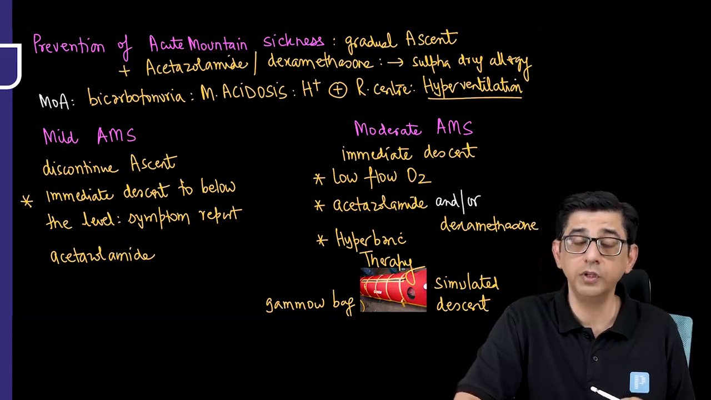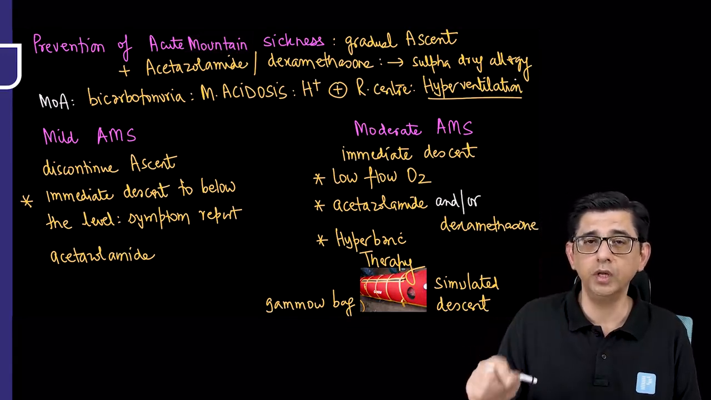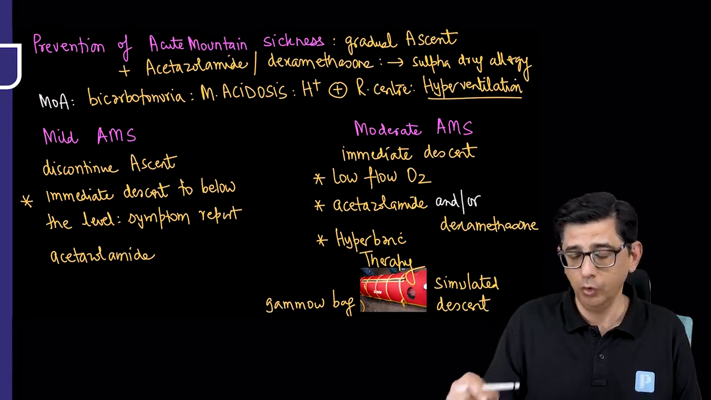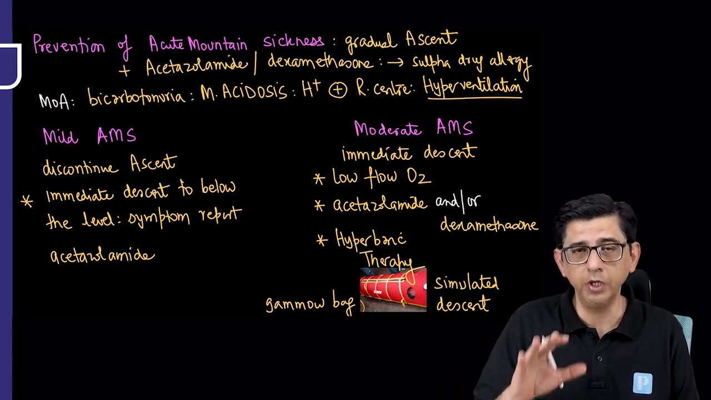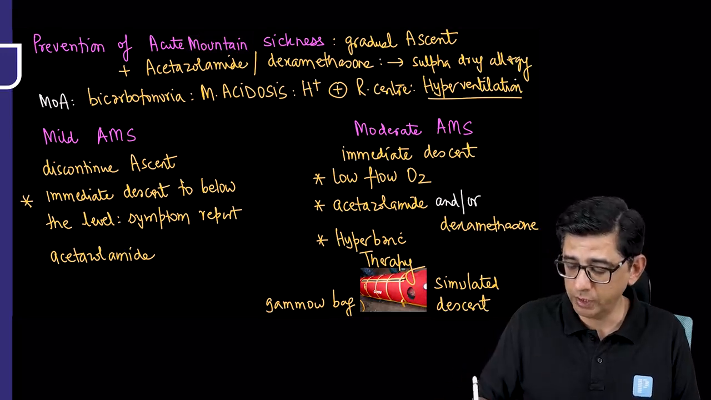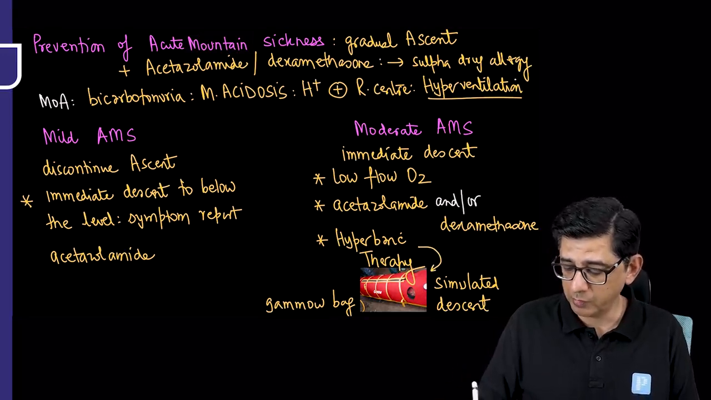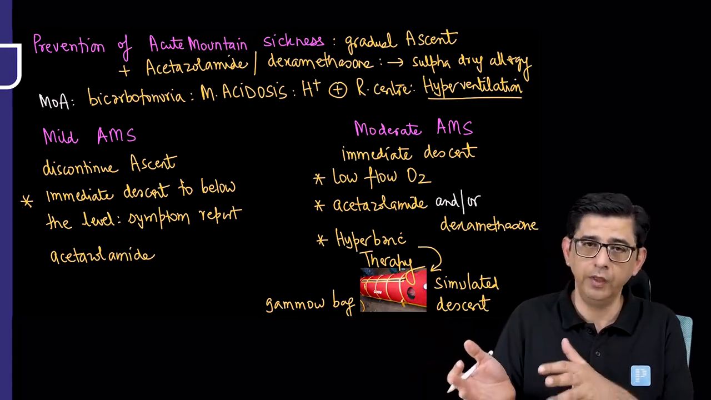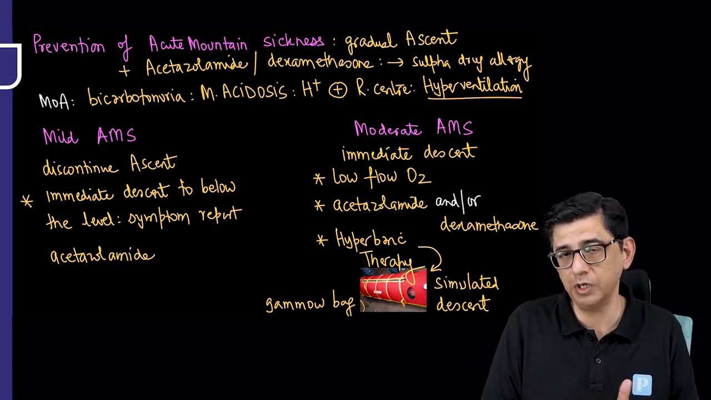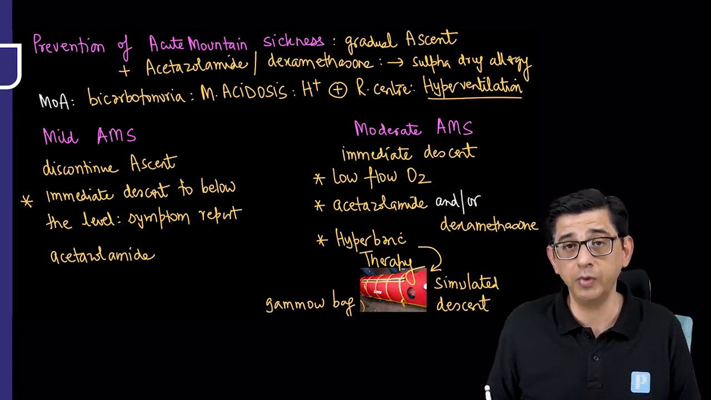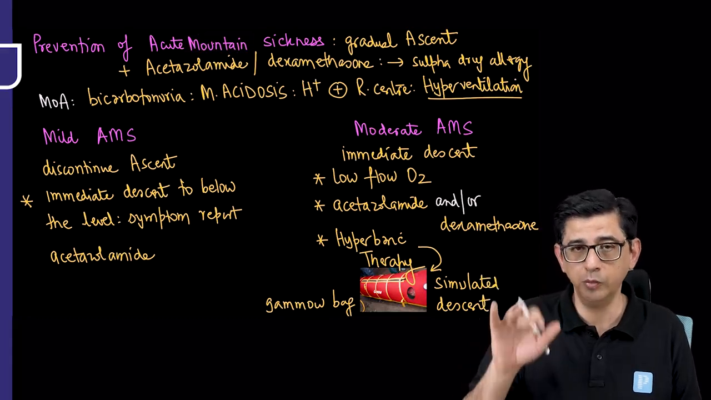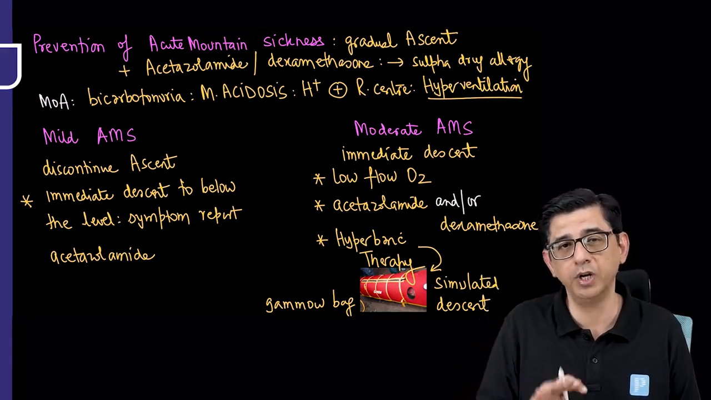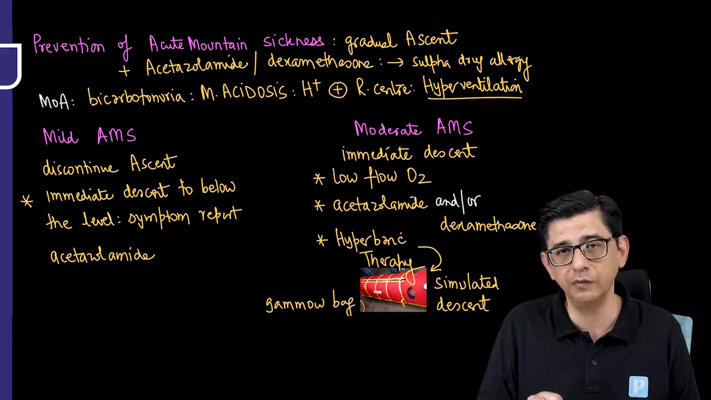So be careful whether he's asking about HBOT, that is hyperbaric oxygen therapy, versus hyperbaric therapy. The meaning of the word hyperbaric therapy is simulated descent. The person is put in this bag, and whichever height he will be, if he's at 6,000 meters, then the simulated descent would be of 3,000 meters. That's the pressure inside the bag is almost going to create a simulated descent of almost 50% of whatever height he was above the sea level.